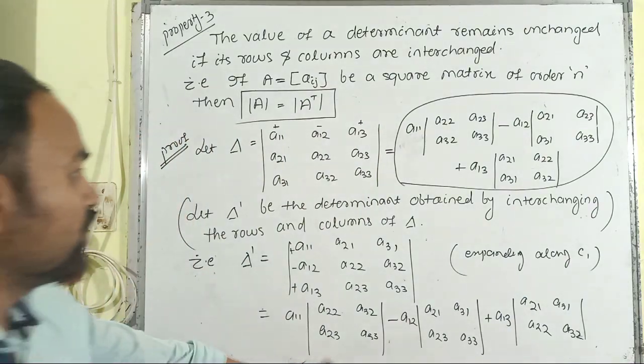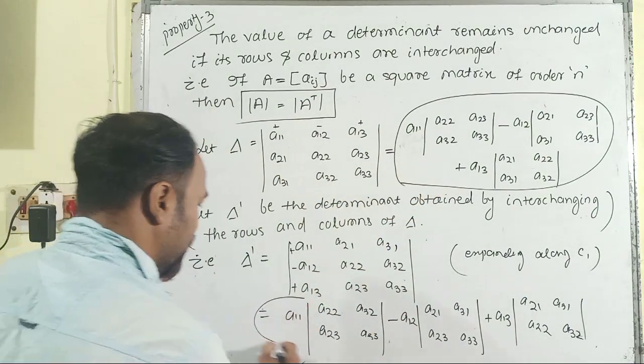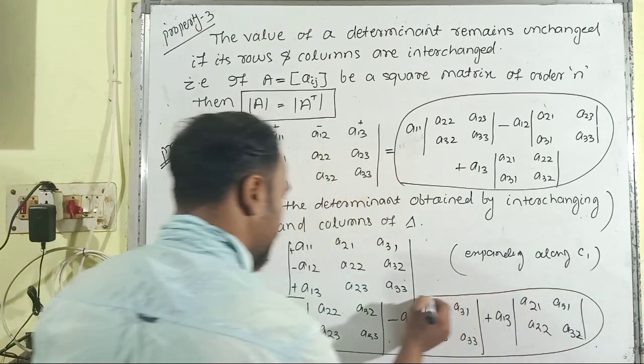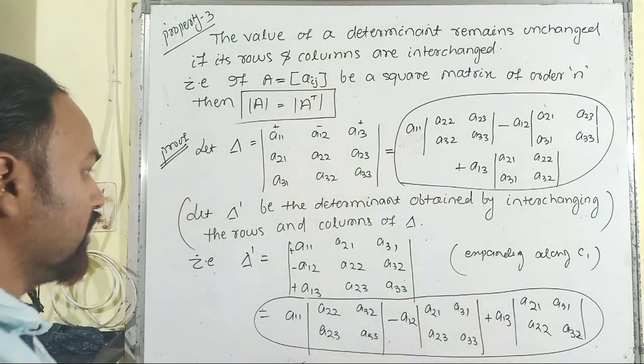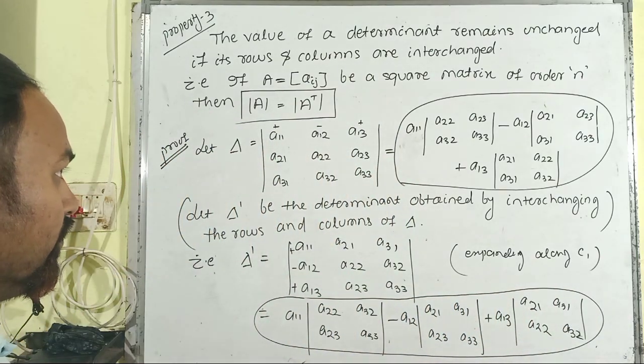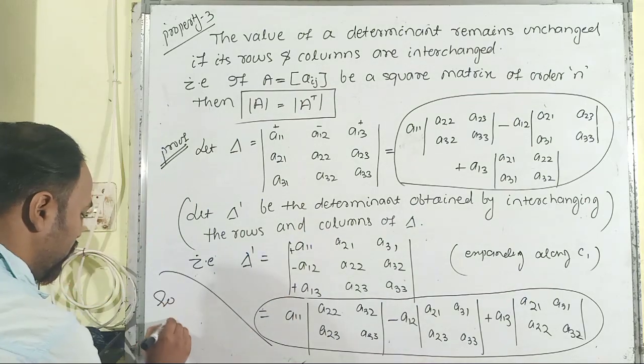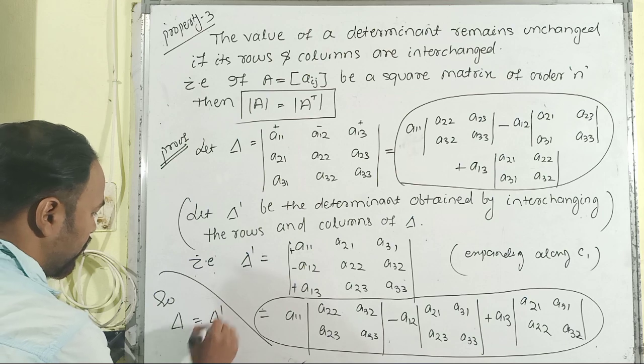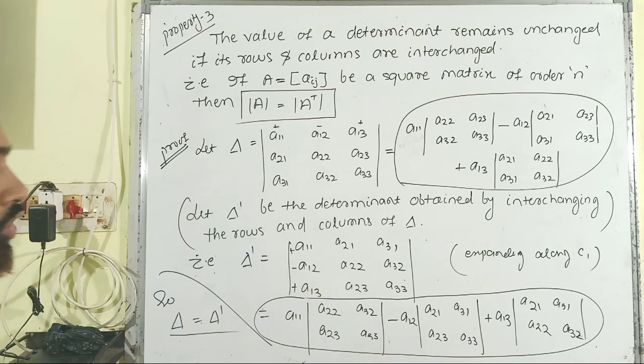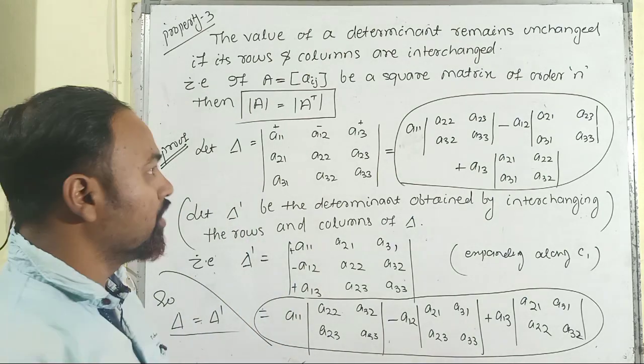And you can see that these values are equal to each other. So you can write down that delta is equal to delta dash. So here is the proof of property number 3.